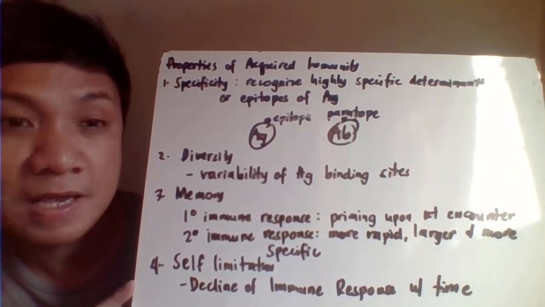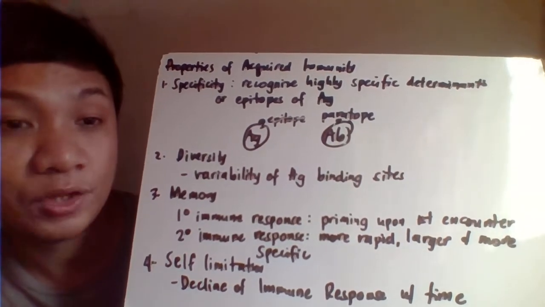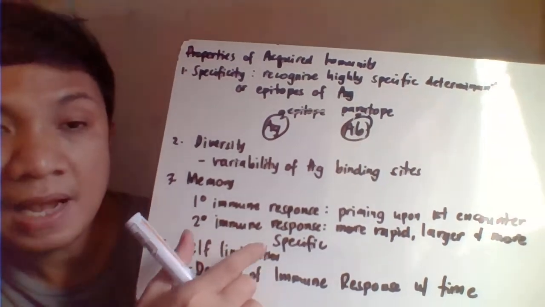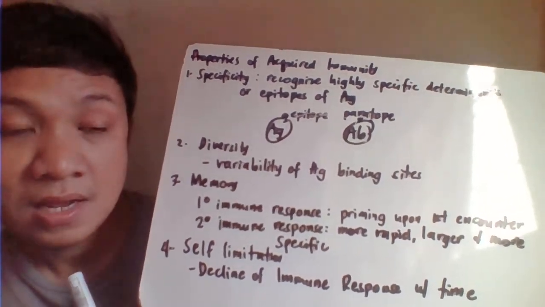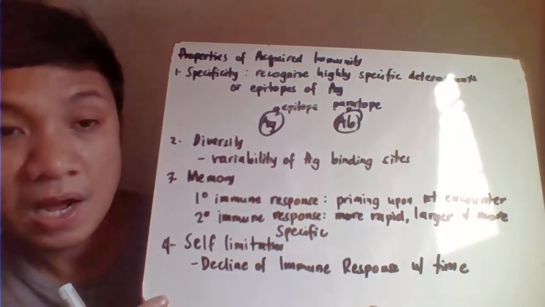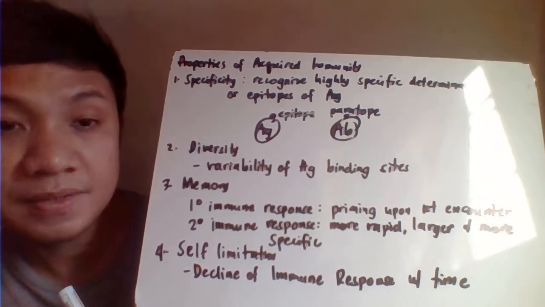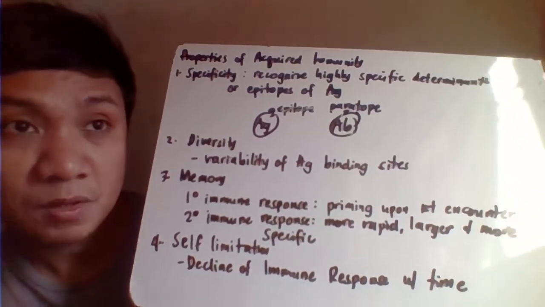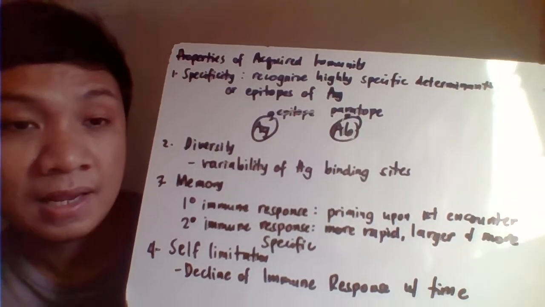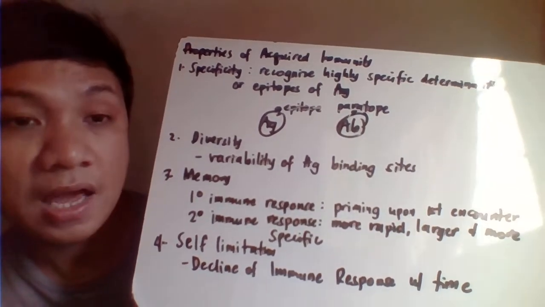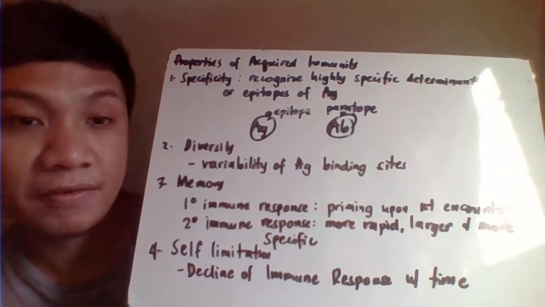Again, a property of our acquired or adaptive immunity would be the memory. Usually that one is being activated only on the second encounter. So pag first encounter pa lang, they will not react, but rather the first immune response would allow the priming of your B lymphocytes and your T lymphocytes. So on the first encounter, they get to know each other and it will activate your T and B lymphocytes.